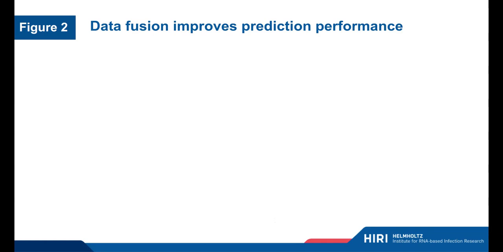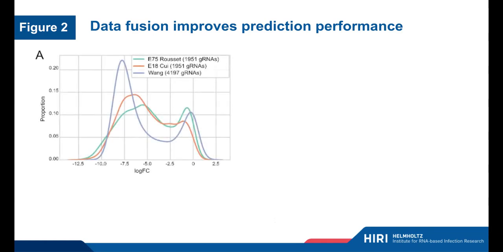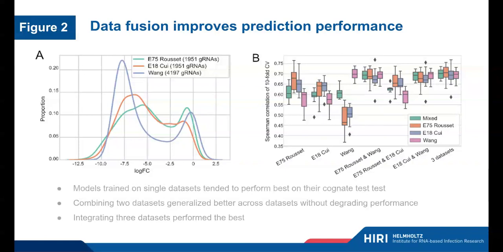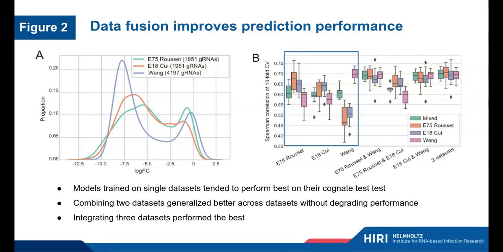Consequently, we collected two additional CRISPRi screens of E. coli. Figure A shows the distribution difference of log fold change in these three datasets. Figure B shows that models trained on single datasets tended to perform best on their cognate test set. Combining two datasets shows better generalization across datasets without degrading performance. And integrating three datasets performed the best.